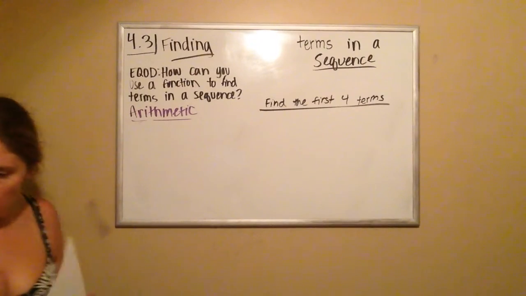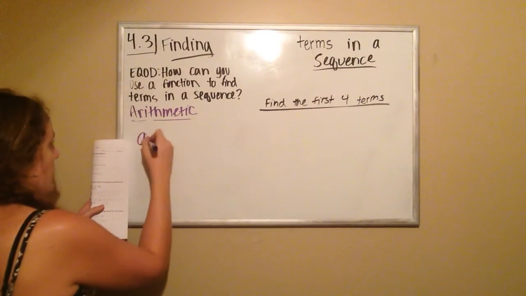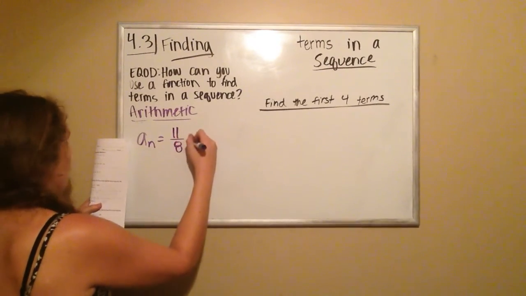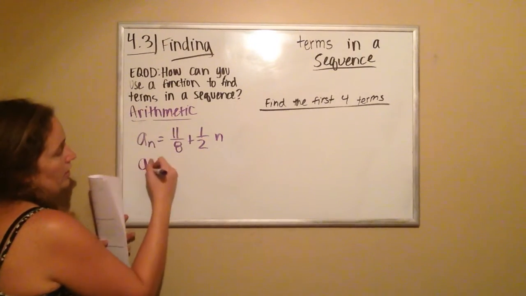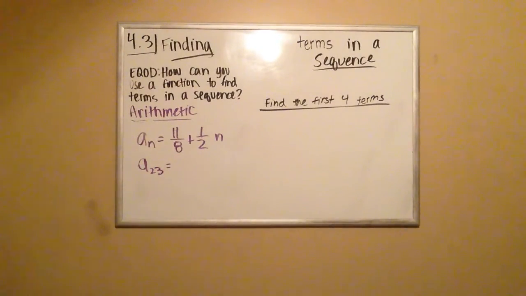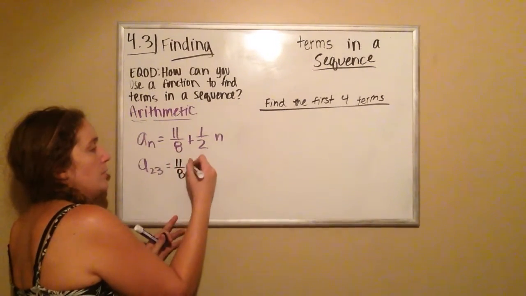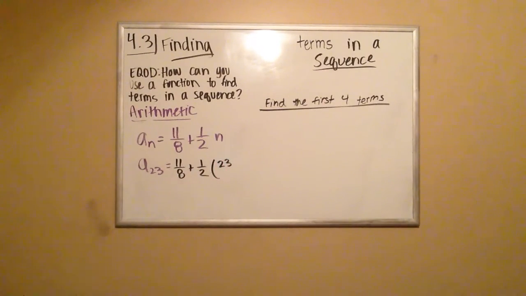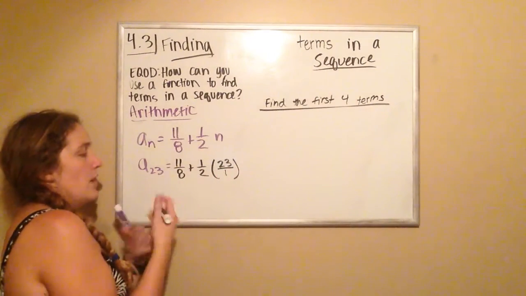Alright, sticking with the same idea, we're going to do a little bit more of a complex one. We're going to look at a of n is equal to 11/8 plus 1/2 n. And we're going to be looking for the 23rd term. Same thing we did before, that 23 just means that's what we plug in for n. So we got 11/8 plus 1/2 times 23. Since everything here is dealing with fractions, I'm going to make my life easier and go ahead and change that 23 into a fraction. And then we're just going to see what happens.